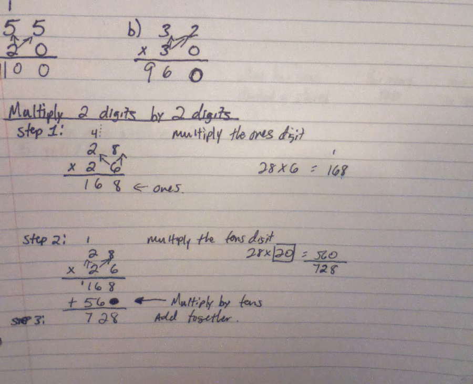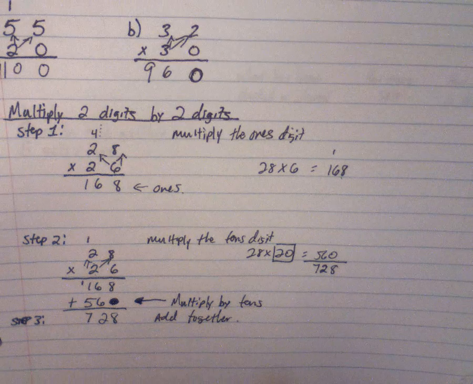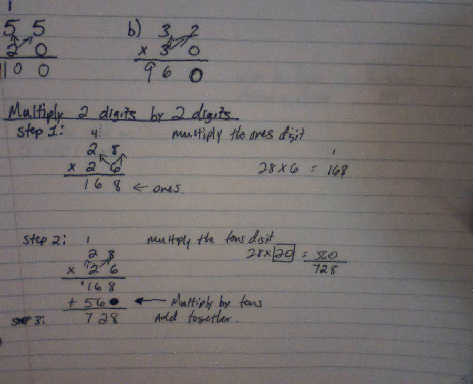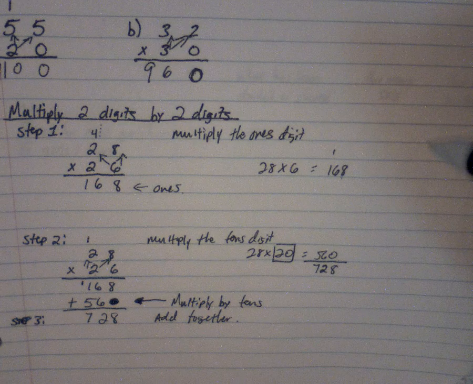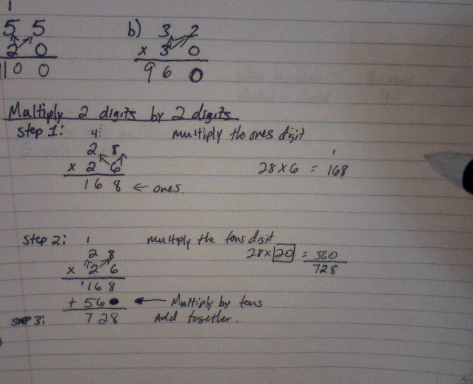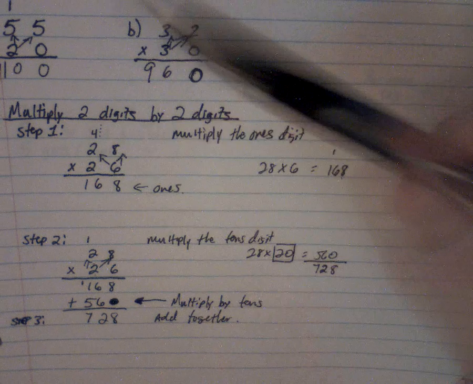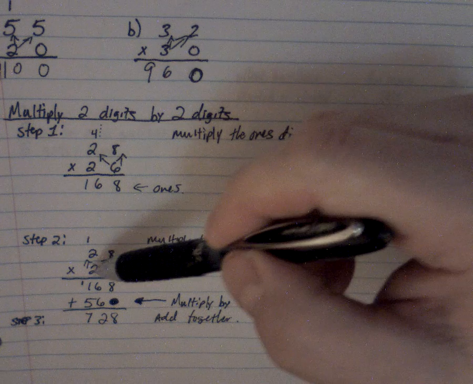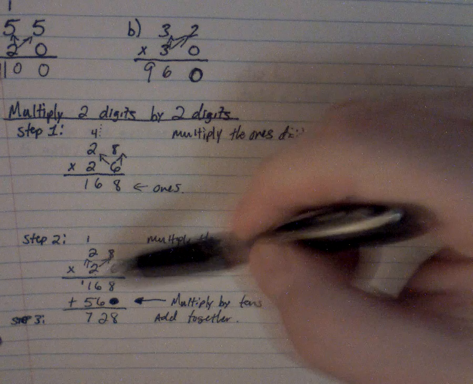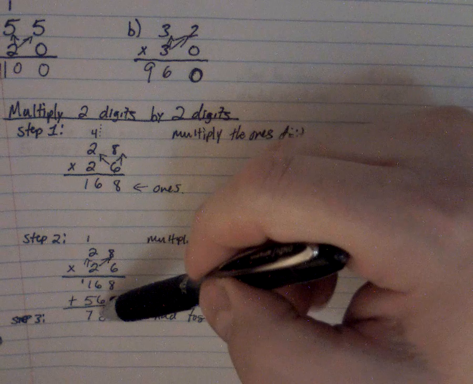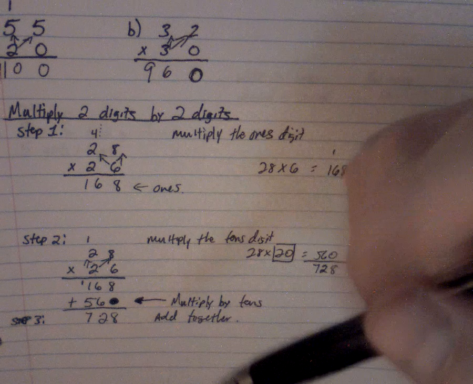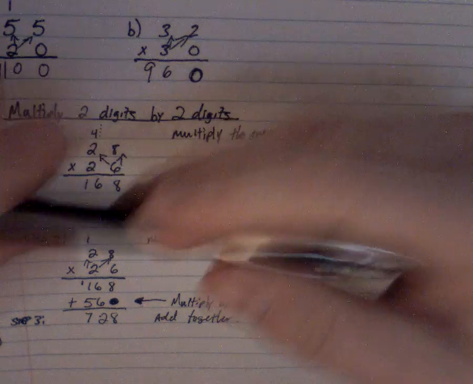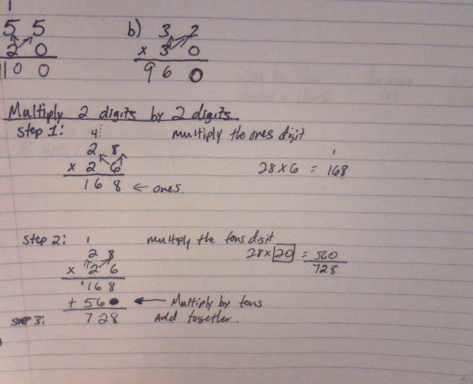Alright guys, that is multiplication with 2 digits by 2 digits. Okay, we do 3 steps. Step number 1, you multiply the ones digit. Step number 2, you multiply the tens digit, you add them together, and you get your answer, and that's step number 3. Okay guys, it is fairly easy.